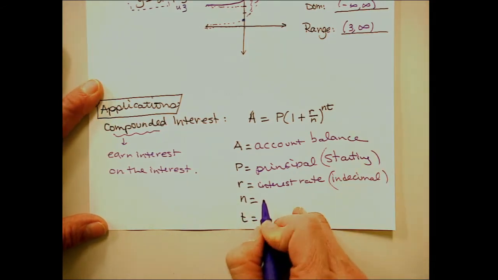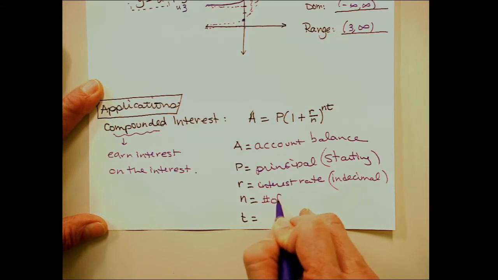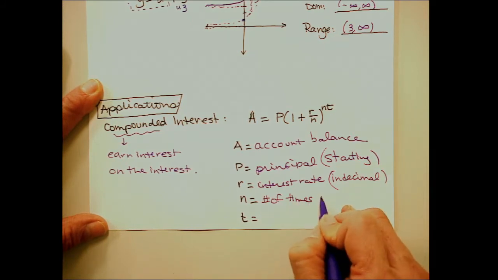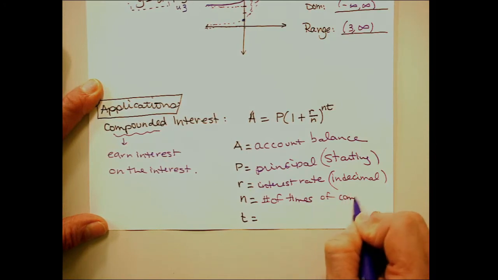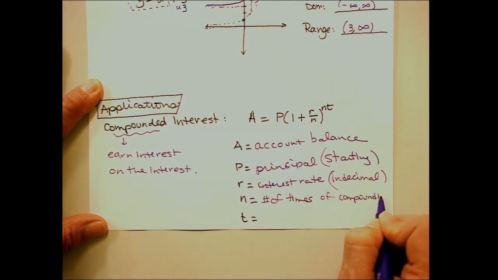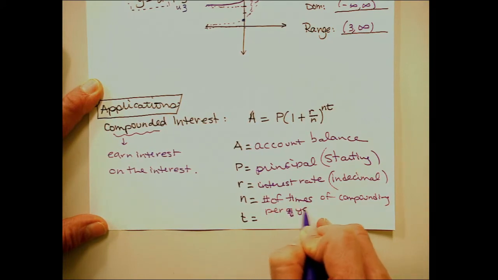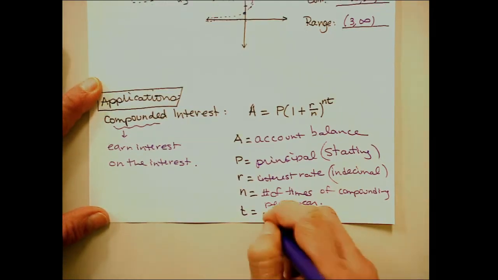N is the number of times of compounding per year. And T is the number of years.